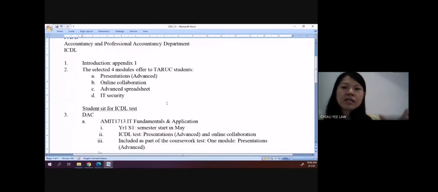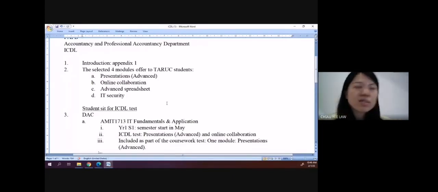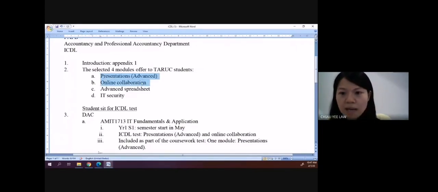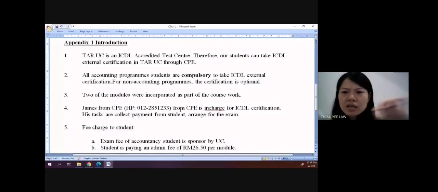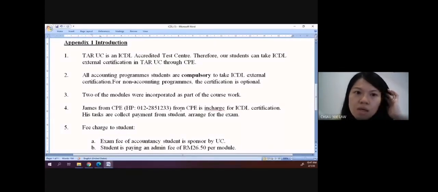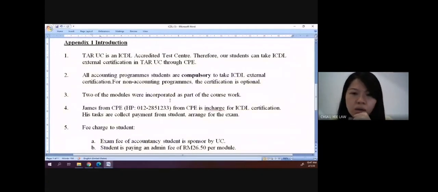TAUC is actually much faster and more forward-moving than other institutions. We embedded this exam in your diploma and degree. These two papers, presentation advanced and online collaboration, you take at diploma level. I think seven of you have sat for the exam, around March, but I did not check the results. I'm not sure whether they are from this group or another group.